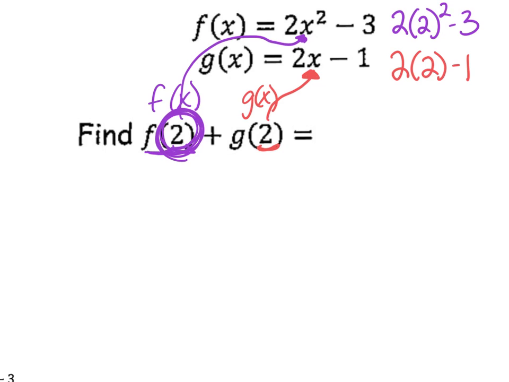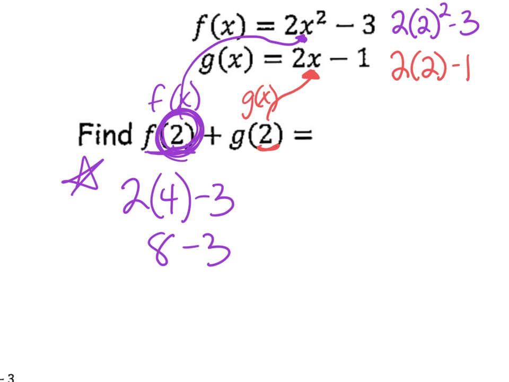Okay, here's purple again. I'm going to go down here. Order of operations says I do the 2 squared first. 2 times 4, minus 3. 8 minus 3. 5. Now, let's do the red. 2 times 2, minus 1. 4. Minus 1.